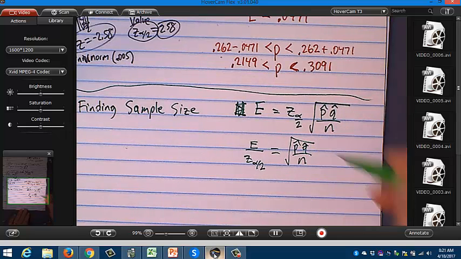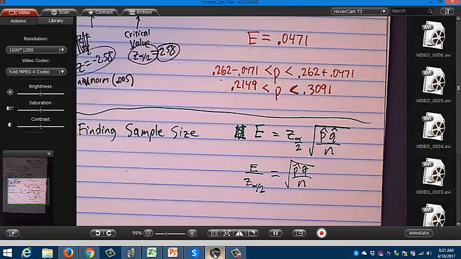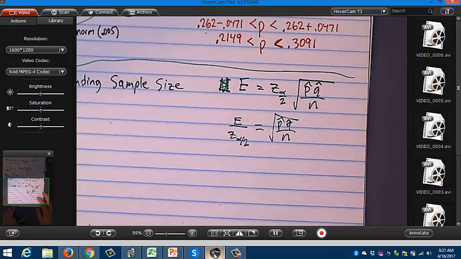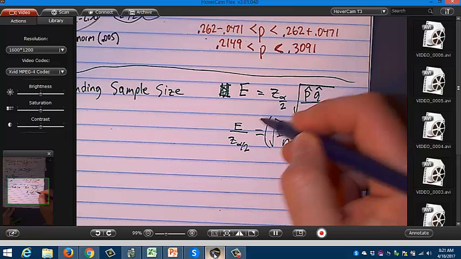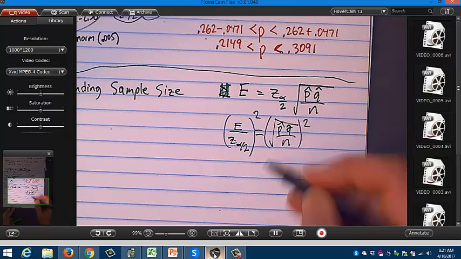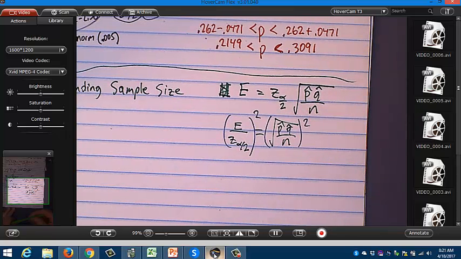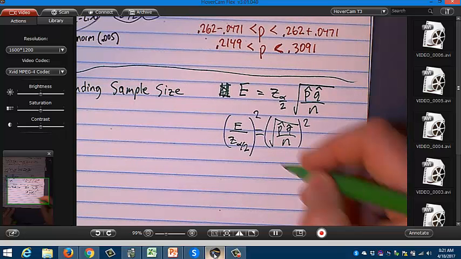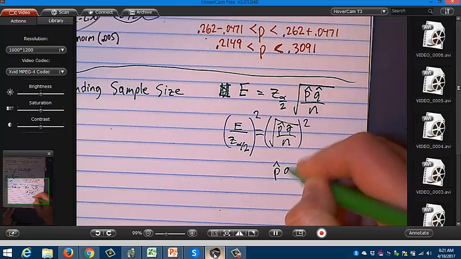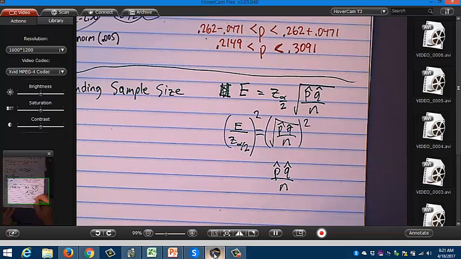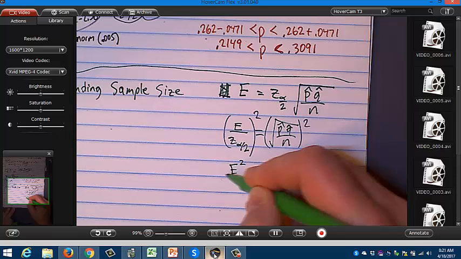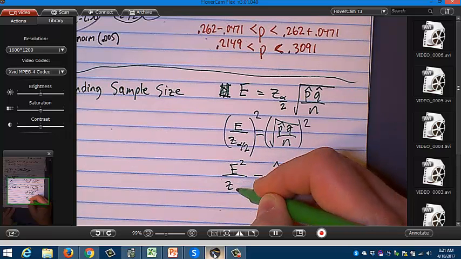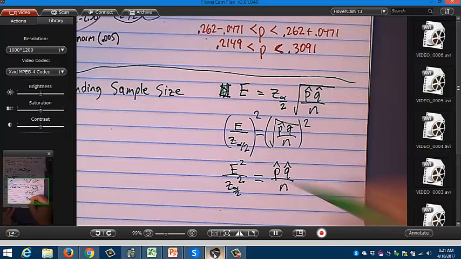And now, I like Jarrett's idea of kind of, hey, you want to multiply something by itself. Another word for that is we're going to square both sides. Because if I square the right-hand side, what happens when you square a square root? Well, it goes away. I get p hat q hat over n. And on this side, I now have e squared, and I also have z alpha over 2 squared.